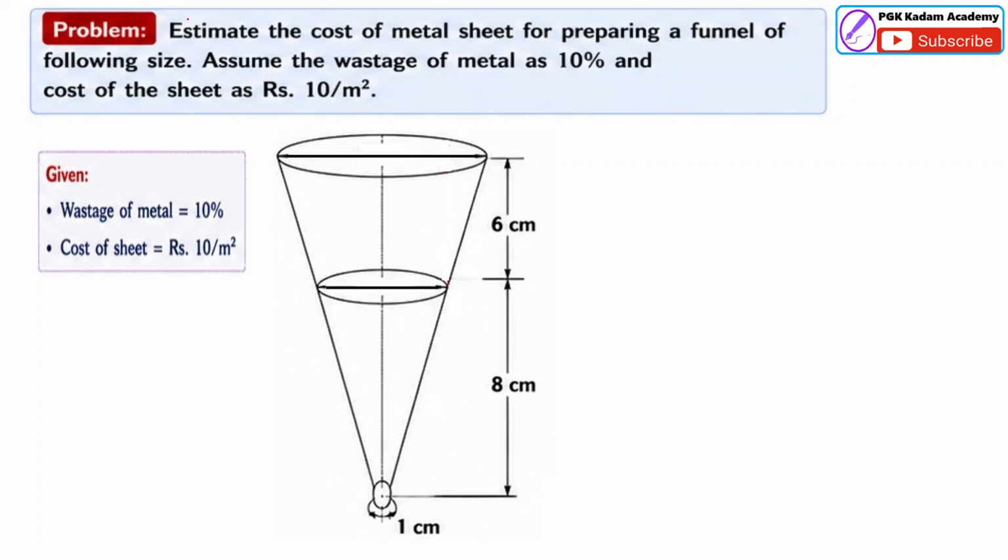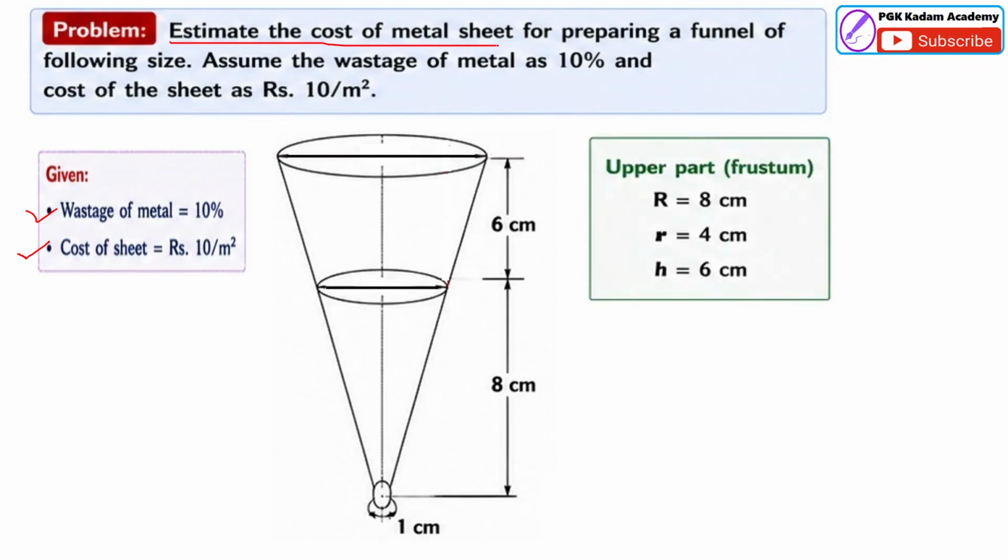This is the problem statement written here. Estimate the cost of metal sheet for preparing a funnel of the following size. Assume the wastage of metal as 10% and the cost of sheet as 10 rupees per meter square. Here, friends, this is the diagram, the design of this funnel. Wastage of metal is 10% and cost of sheet is 10 rupees per meter square. So what do we have to find out? We have to estimate the cost of metal sheet. How much cost is required?